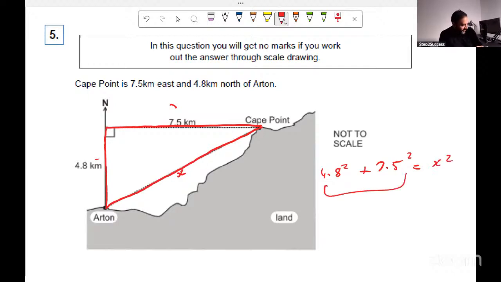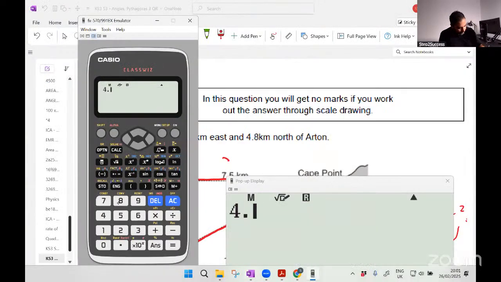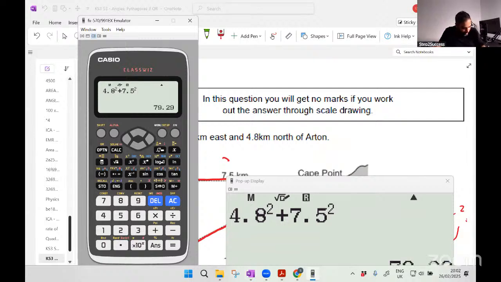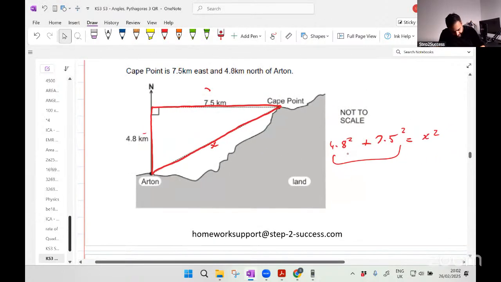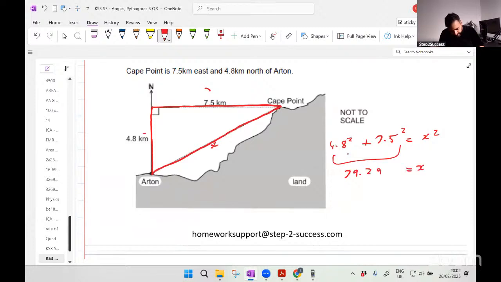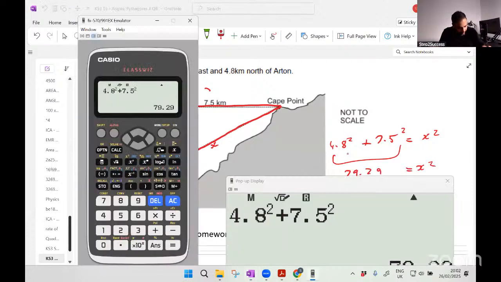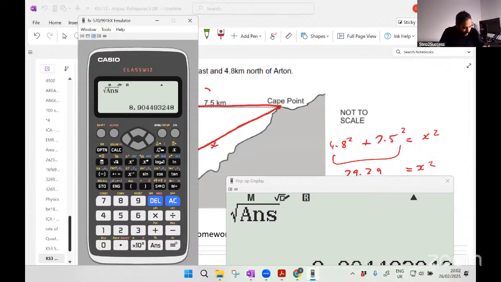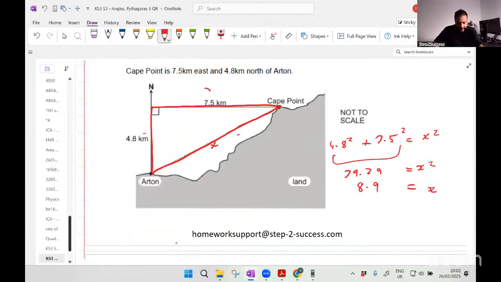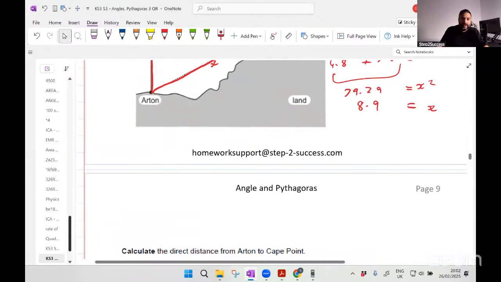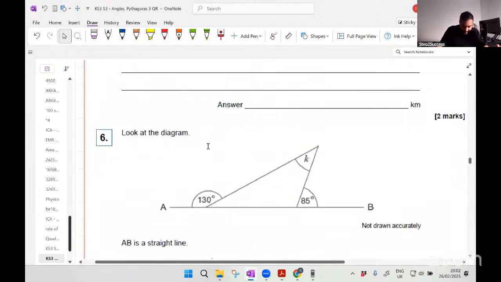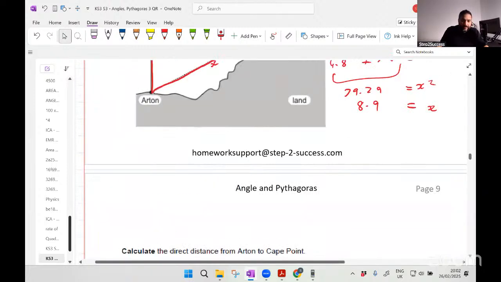If you work this out, you'll need a calculator to do this. 4.8 squared plus 7.5 squared equals 79.29. And then I'll write that down. 79.29 equals x squared. X is therefore the square root of 79.29, which is 8.9. And that's, what does it want? Yeah, that's it. That is the answer to the question. It's just another right-angled triangle. Hopefully that is sufficient for you to be able to deal with that.